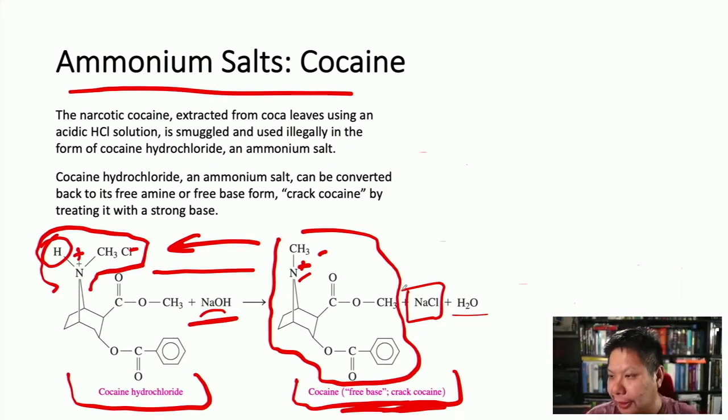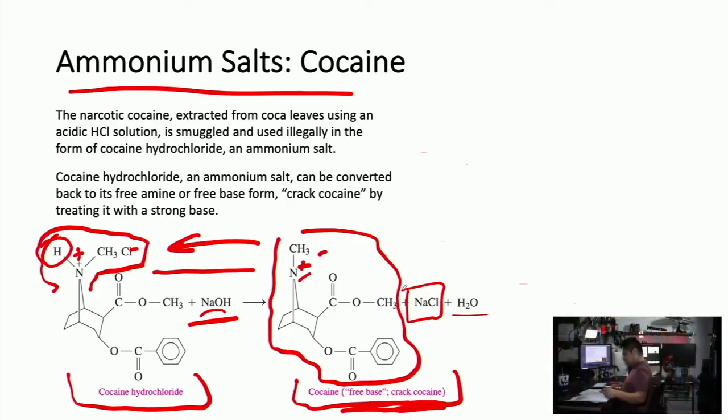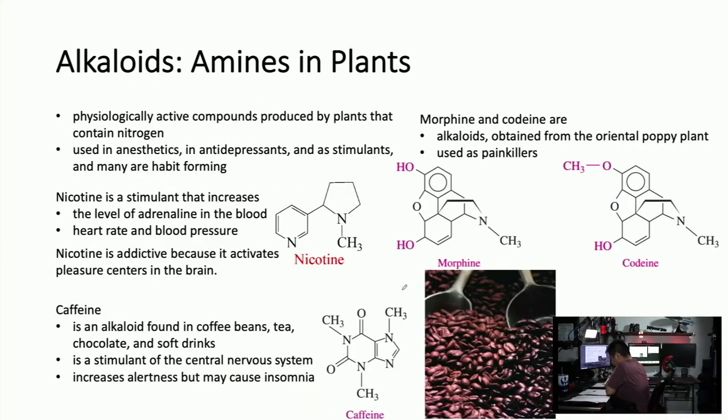Interesting stuff. I learned a lot about drugs from my girlfriend because she works in drug chemistry as a forensic scientist. Oh, here we go. Here's something that's helpful to people actually. Alkaloids, right? Alkaloids are physiologically active compounds produced by plants that contain nitrogen, right? And they're used as anesthetics, antidepressants, and as stimulants, but they are habit forming, right?